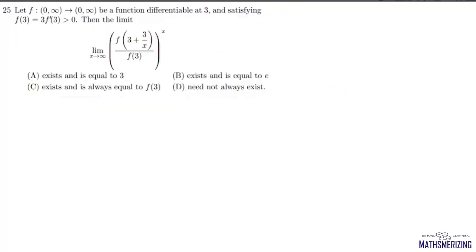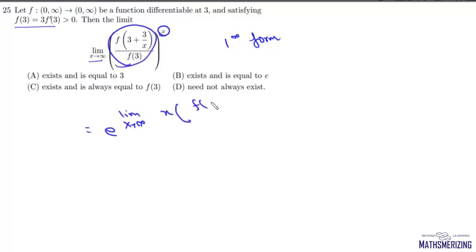Now question number 25 is, we are given this function such that f(3) equals 3 times f dash 3 and it is a positive number. Then this limit, x tends to infinity, (f(3 plus 3 upon x) upon f(3)) to the power x, is. Now if we look at this, it is a 1 to the power infinity form. For the 1 to the power infinity form, we have this shortcut that we can express it as e to the power limit x tends to infinity, g(x) into (f(x) minus 1). So it will be f(3 plus 3 upon x) upon f(3) minus 1.